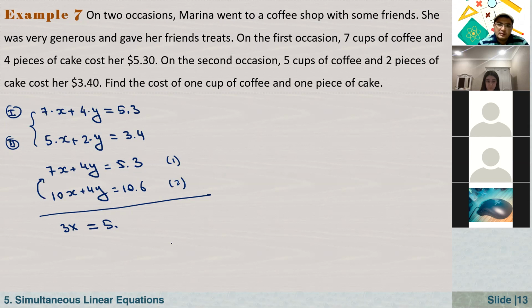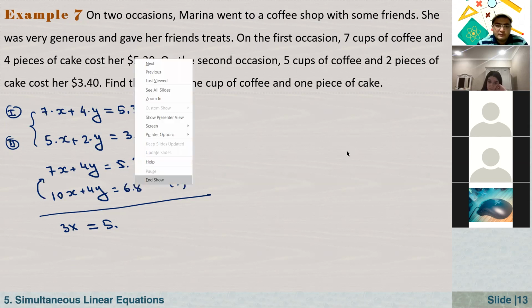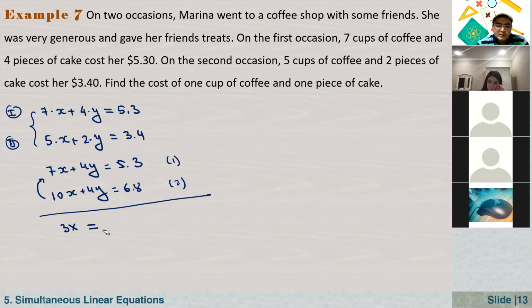Did I make a mistake? Yes, right? I multiplied the second equation by 2, so that is 6.8. So 6.8 minus 5.3, that's equal to 1.5. So what is X? X is 0.5 dollars.